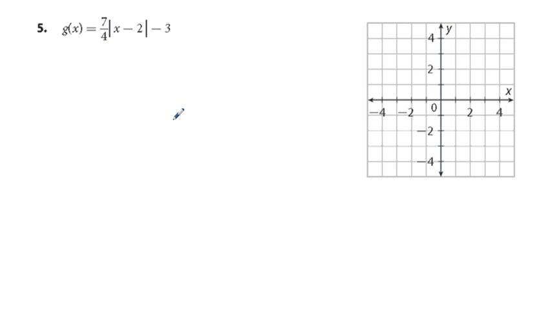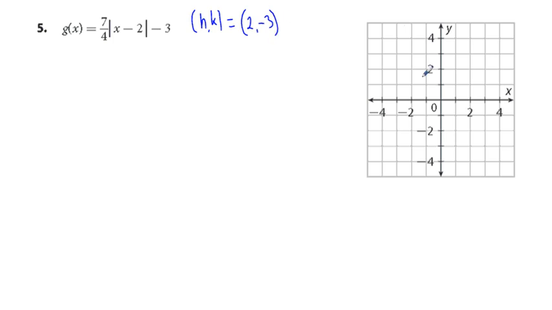Number 5, we have 7/5 absolute value quantity x minus 2 minus 3. And again, I invite the viewer to try to work this out first. Pause. Okay, I hope you've had a chance to work this out. In this instance, your coordinate pair h comma k is going to be equal to, we have x minus h, so h is going to be 2, and k is going to be -3.